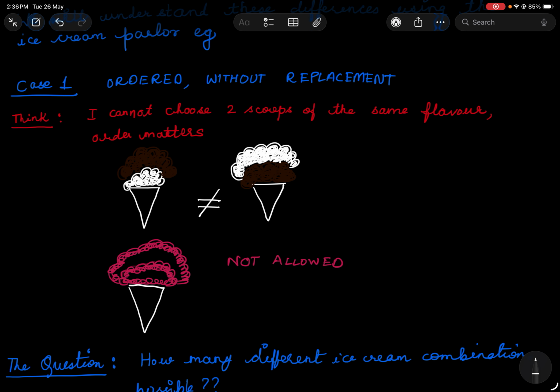To understand that, you can look at this graphic. So what this says is, if I say I want my first scoop as vanilla and the second scoop as chocolate, and if I say I want first scoop as chocolate and second as vanilla, they are not the same.